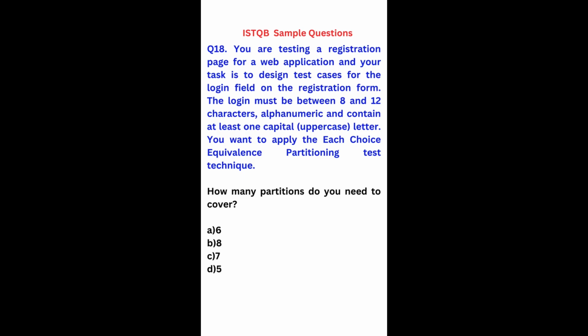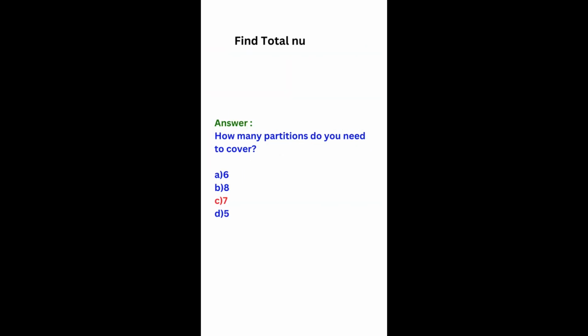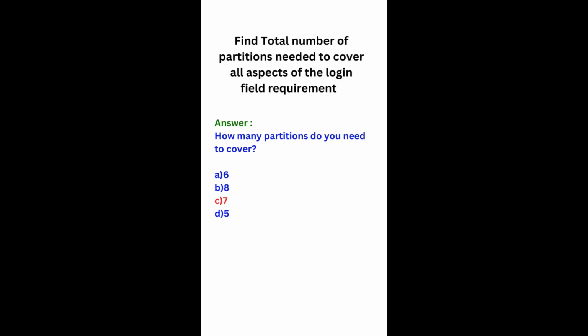Question 18. You are testing a registration page for a web application and your task is to design test cases for the login field on the registration form. The login must be between 8 and 12 characters, alphanumeric, and contain at least one capital, uppercase, letter. You want to apply the each choice equivalence partitioning test technique. How many partitions do you need to cover? Here, we need to find the total number of partitions needed to cover all aspects of the login field requirements. Answer is 7.